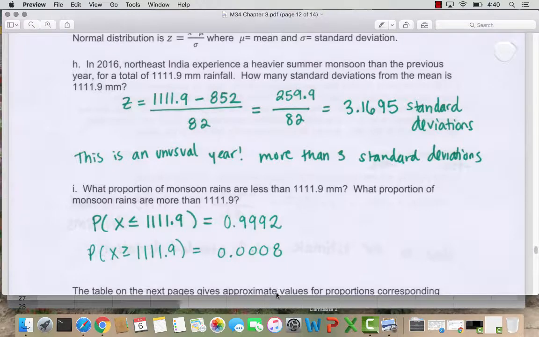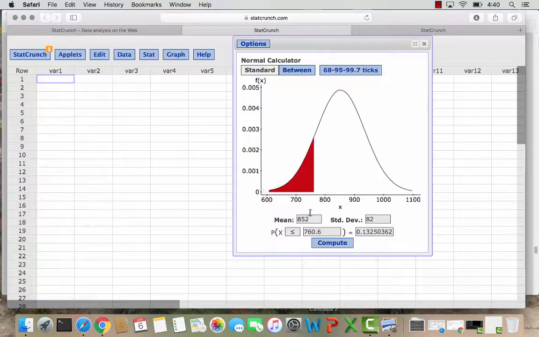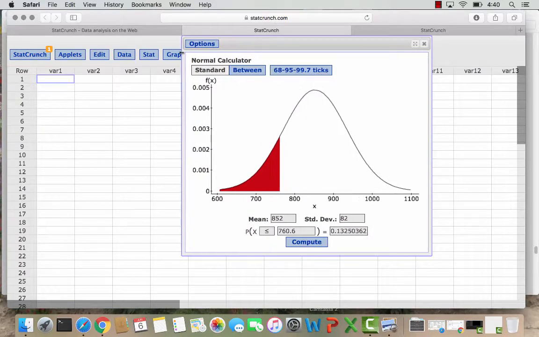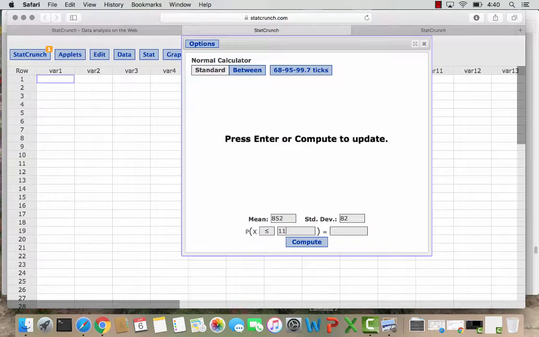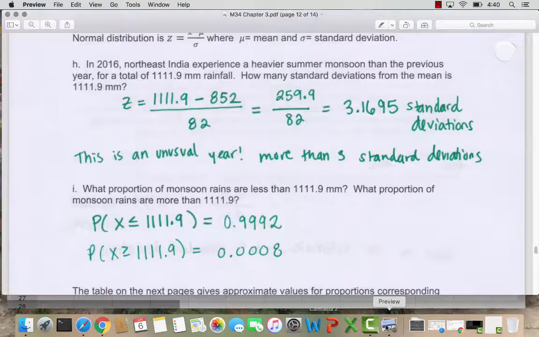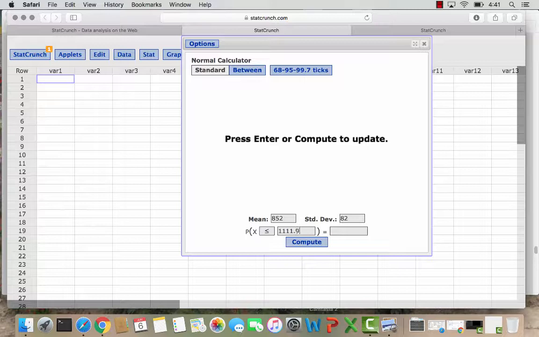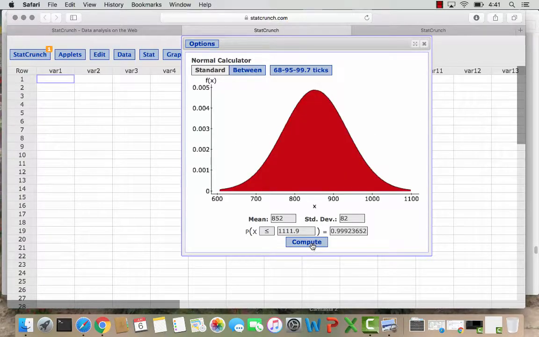So I'm going to go back to StatCrunch, and I'm going to leave the same mean and standard deviation, but I'm going to change now my value to 1,111 point, was it 0.6? Let me look back. 0.9. And compute, and we get 0.9992. You can see this is so far out here that it's not even showing up on our graph here.